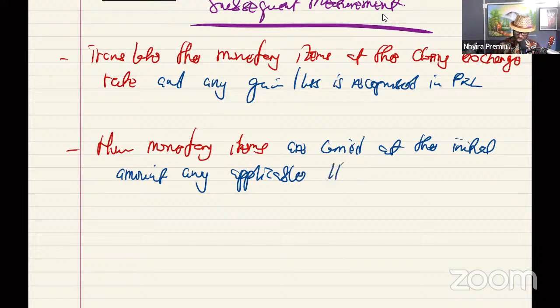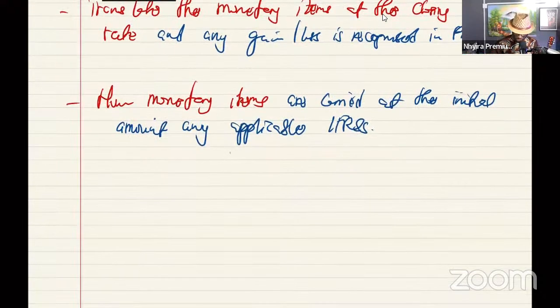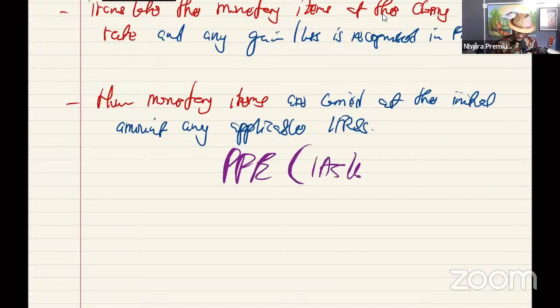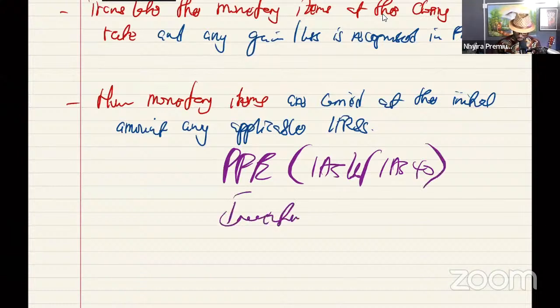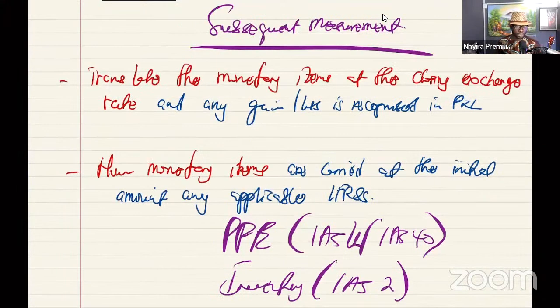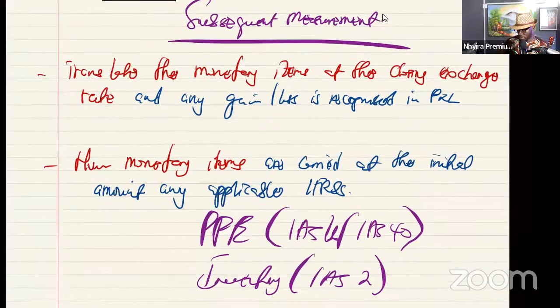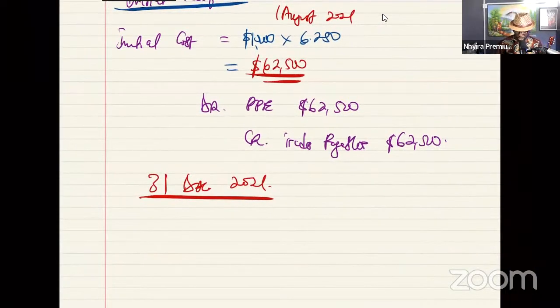If you're accounting for it as property, plant, and equipment, then IAS 16 will apply. If you're applying IAS 40 for investment property, or whatever standard you're applying, that applies. If it is inventory, IAS 2 will apply. So on subsequent measurement, the way we carry the item depends on whether it is a monetary or non-monetary item. For instance, the trade payable is a monetary item.